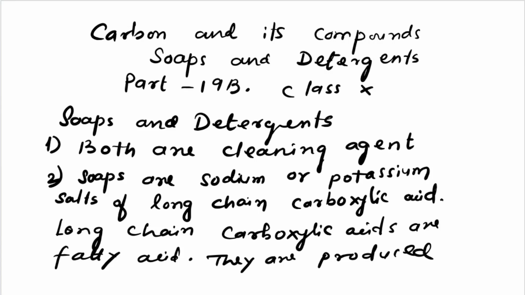Soaps are sodium or potassium salts of long chain carboxylic acids. So first you will see soaps are salts of what? Sodium, potassium. Of what? Long chain carboxylic acid. Long chain carboxylic acid means what? So many carbon atoms are there, not 1, 2, 3, but more than 3. Long chain carboxylic acid is called fatty acid.